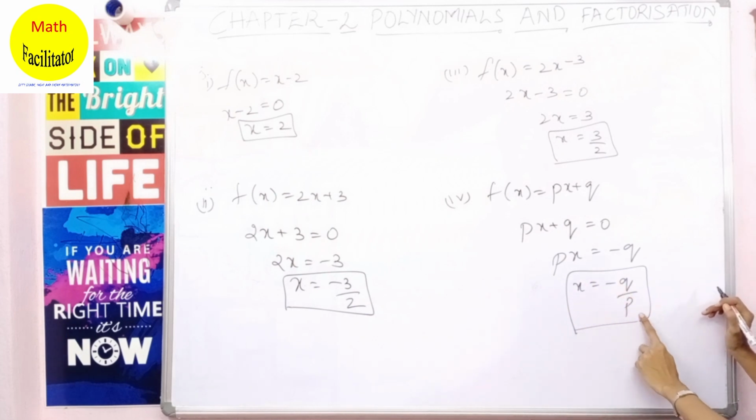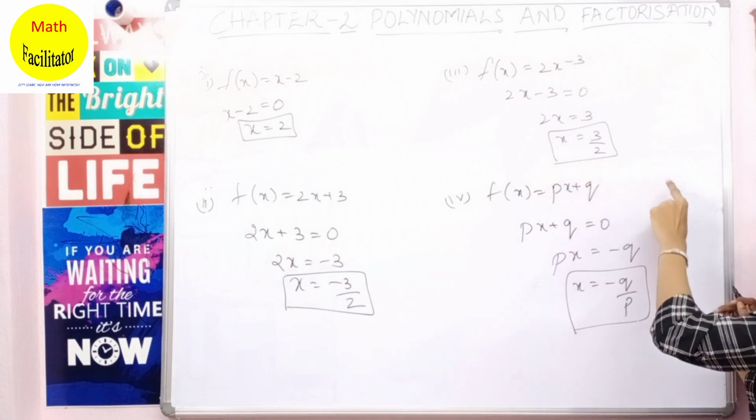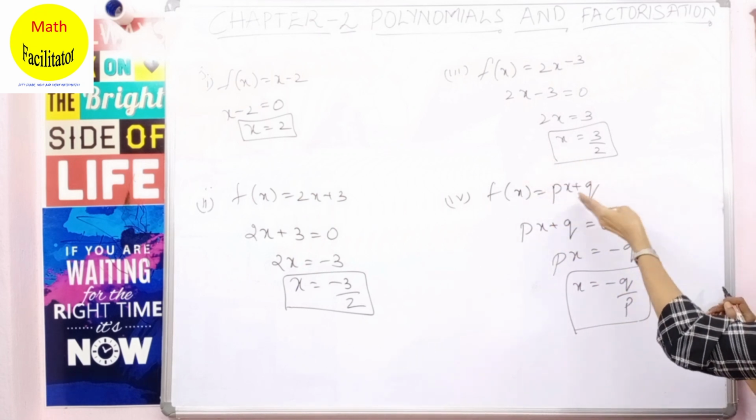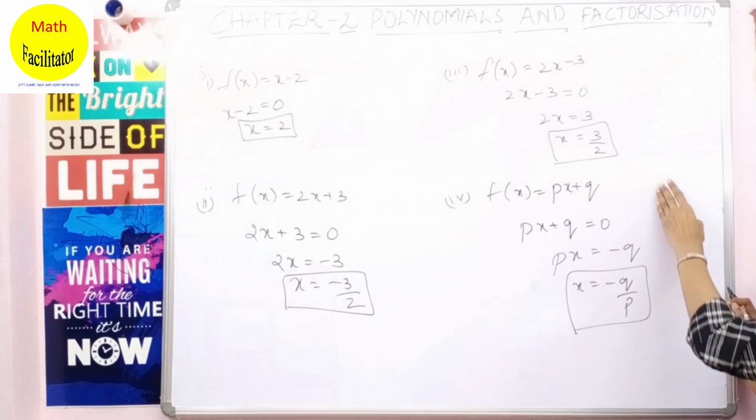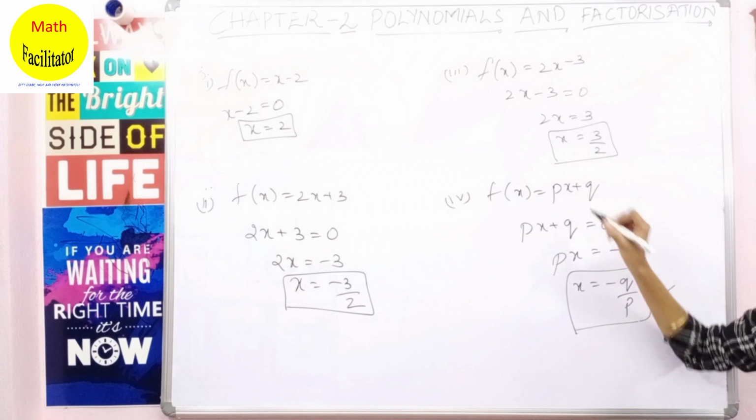Here also you can substitute the value of x to find whether this polynomial is becoming 0 or not. The value of this polynomial will be 0 if you substitute x equal to minus q by p. So this is the 0 of this given polynomial.